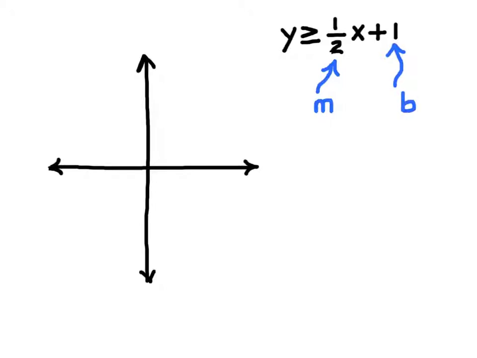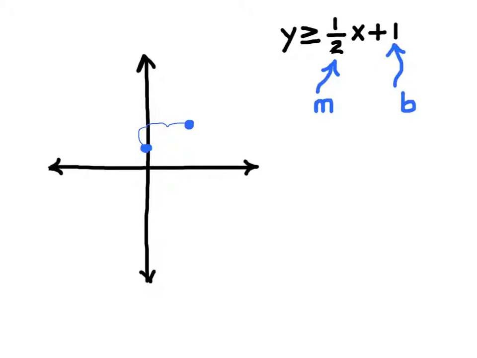The y-intercept is y equals 1. The slope is 1/2. Up 1, our rise, over 2. 1, 2. So let's put our next point in. And here we have 2 points. Now these 2 points form a line.